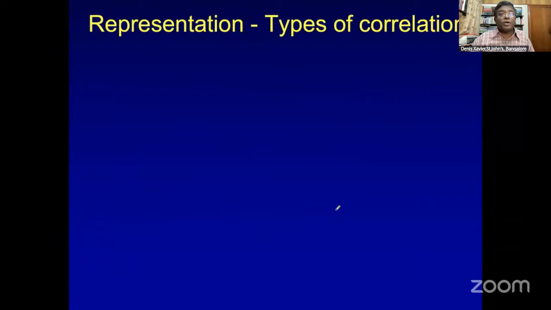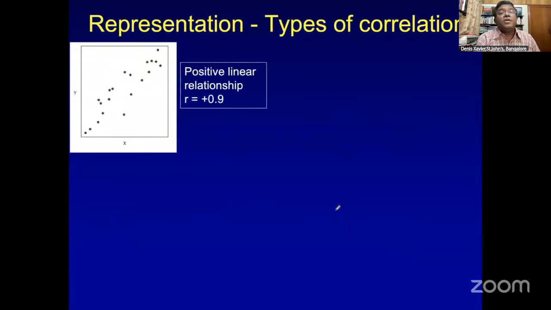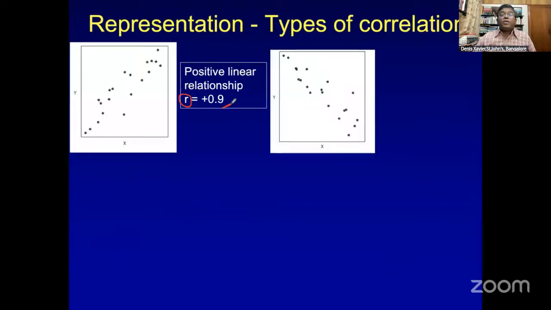But before that, let's look at the types of correlation. Now, let's look at some other data. Okay, this is one. What is happening here? As X increases, Y is also increasing. This is a positive relationship, and the way we quantify the relationship is with the correlation coefficient small r. This is 0.9. Now, what is this?